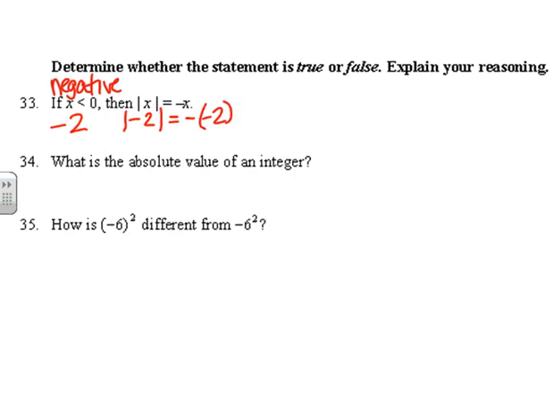Okay, the absolute value of -2 is 2. And -2, it's kind of like we are multiplying -2 by -1. Since a negative multiplied by a negative is a positive, this side is equal to 2. 2 equals 2, that is a true equation. So number 33, we would write true.